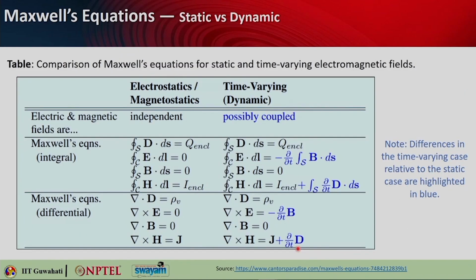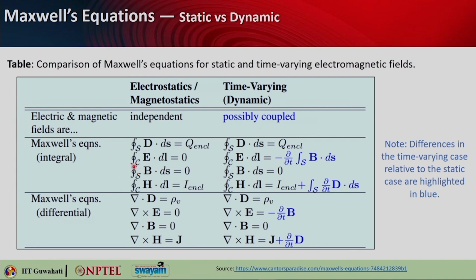So here is a complete summary of Maxwell's equations. As you can see here, this particular column shows electrostatics or magnetostatics, and here it is time varying, so it is the dynamic one. In electrostatics and magnetostatics, we assume electric and magnetic fields are independent of each other, and in the time varying or dynamic theory, we assume that they are coupled to each other.